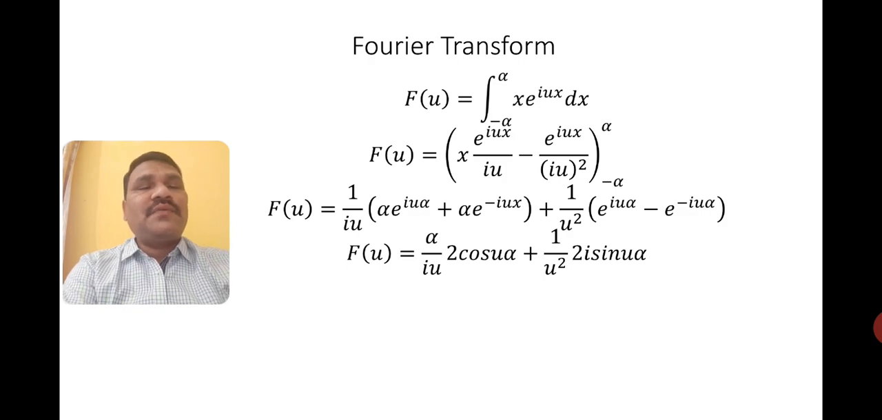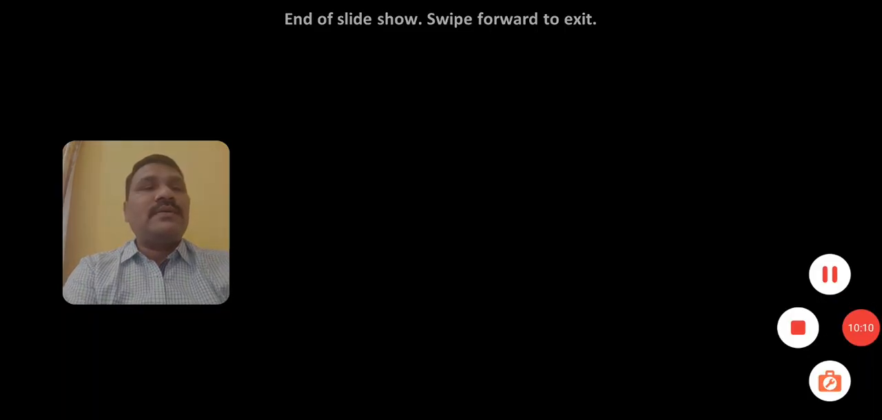Once again, e to the power iu alpha is cos u alpha plus i sin u alpha, so cancellation will happen. After cancellation, we will arrive at the result: alpha by iu times 2 cos u alpha plus 1 by u square times 2i sin u alpha. I hope you got my points. Thank you.